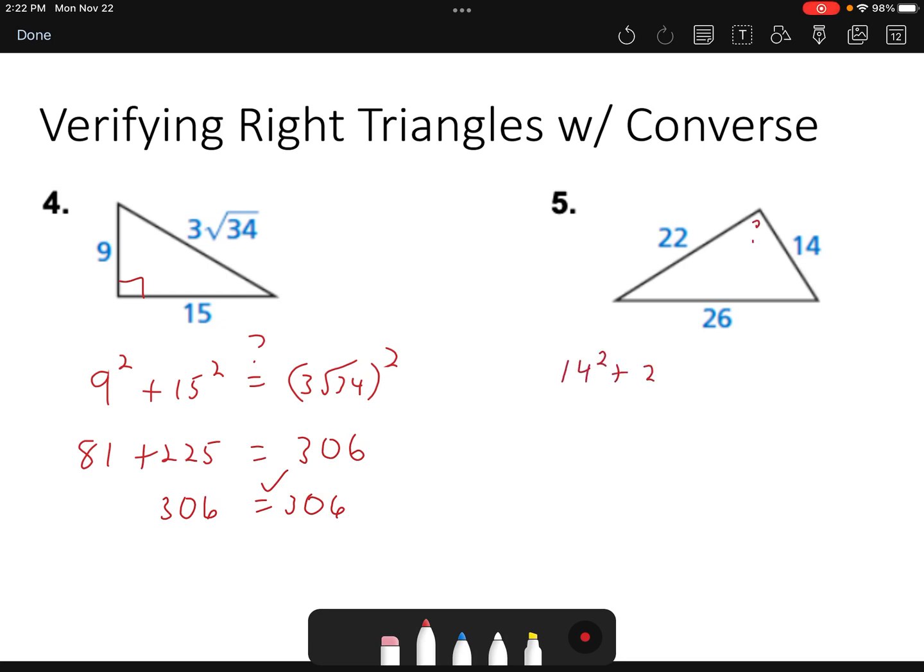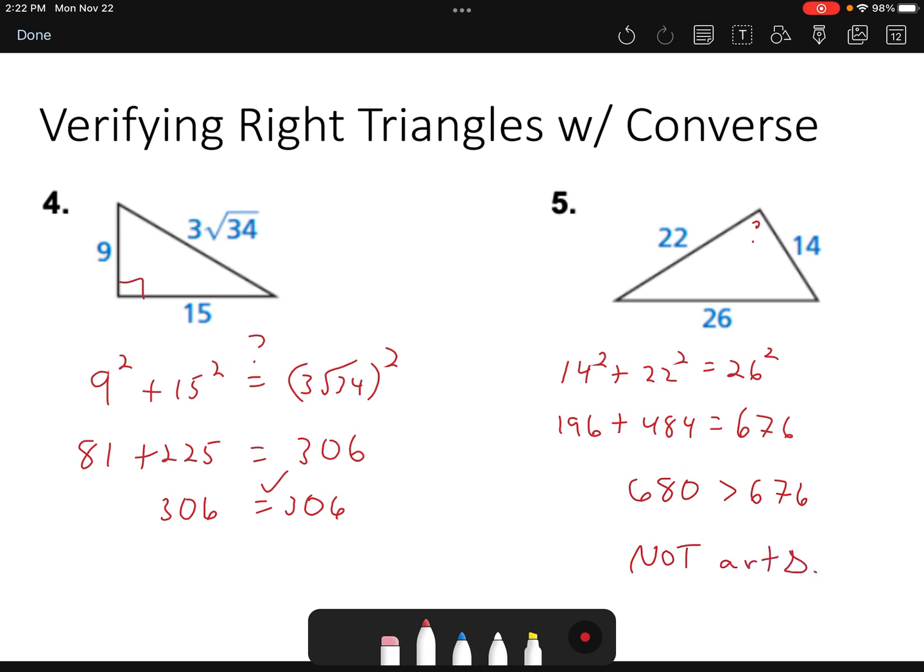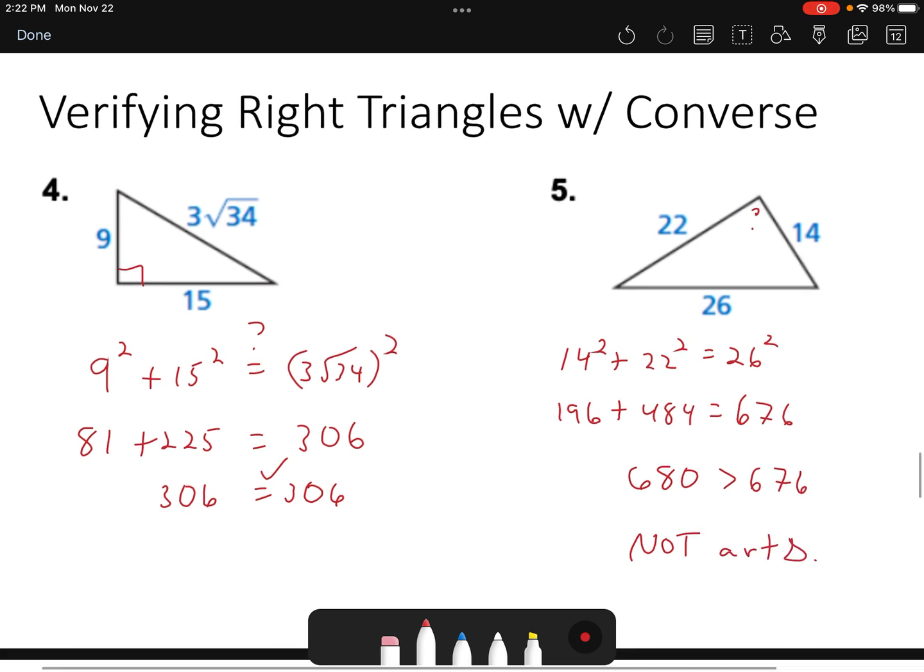Well, 14 squared plus 22 squared equals 26 squared. Now, how do I know that 26 is the hypotenuse? It's always the longest side. That's how I know. So 22 squared is 484. 26 squared is 676. Those are not equal, are they? 484 plus 196 is 680. So 680 is more than 676, so this is not a right triangle. Okay? So that's how we can use the converse.